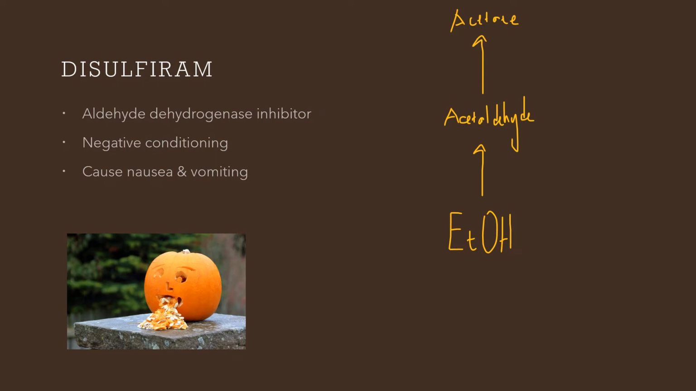And the second line drug is disulfiram, and disulfiram is an aldehyde dehydrogenase inhibitor, and because of that it causes an increase of acetaldehyde, and acetaldehyde is a substance that causes nausea and vomiting and flushing, etc. So the drug disulfiram has an effect as negative conditioning, which is important from the perspective of psychiatry. So the patient should be highly motivated to use disulfiram.